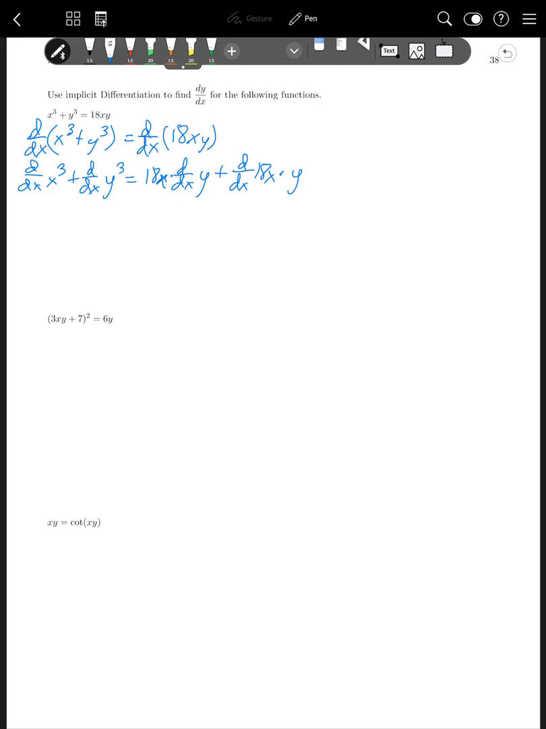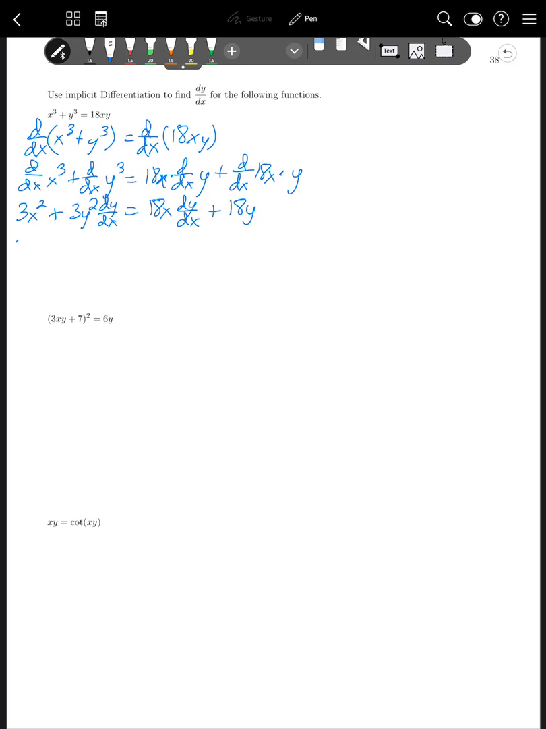So the derivative of x cubed with respect to x is 3x squared. The derivative of y cubed is the same idea, except that I'm doing it with y instead of with x. So I get 3y squared, but I'm doing the derivative of y, so I have to do the chain rule. So this will be 3y squared times the derivative of y with respect to x. Equals 18x times the derivative of y with respect to x plus the derivative of 18x is 18, so 18y. Okay, and now we're going to solve for dy dx.